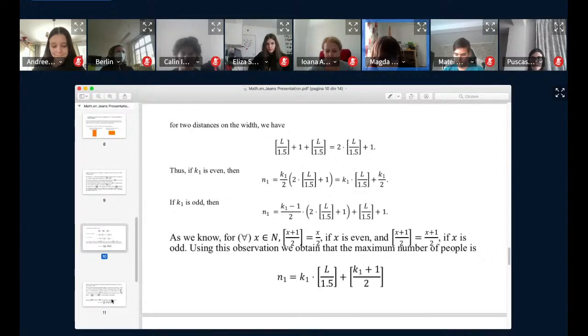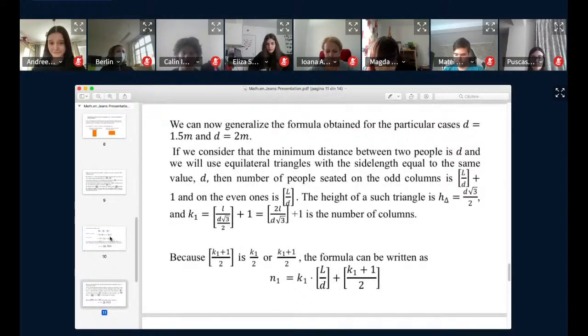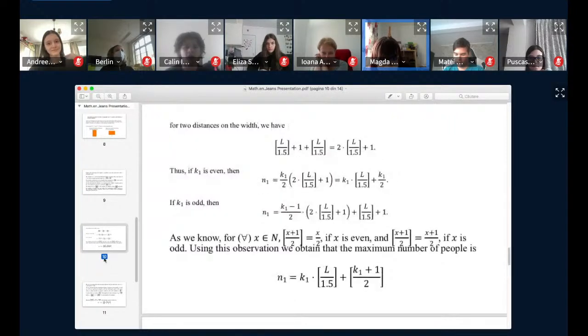We generalize this formula for the social distance d, a positive number. We get that the maximum number of people is equal to K1 multiplied by the integral part of big L over d plus the integral part of (K1 plus 1) over 2.